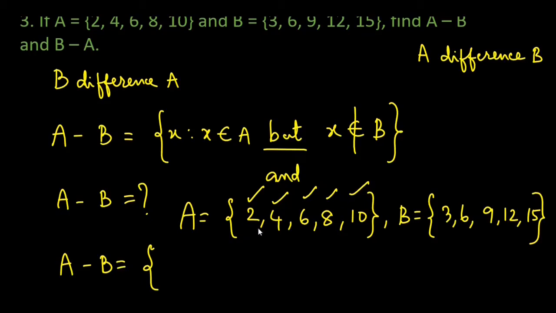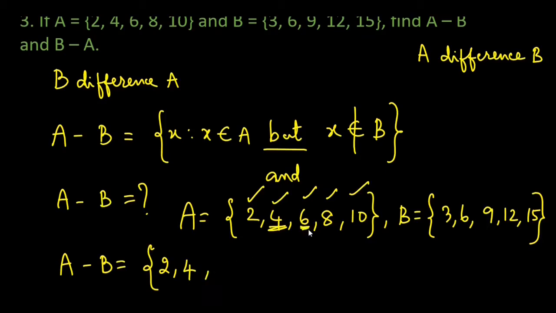2 is there in A. Is it there in B? No. So we can write 2. Check 4. 4 is there in A. Is it there in B? No, not there in B. So we can write 4.